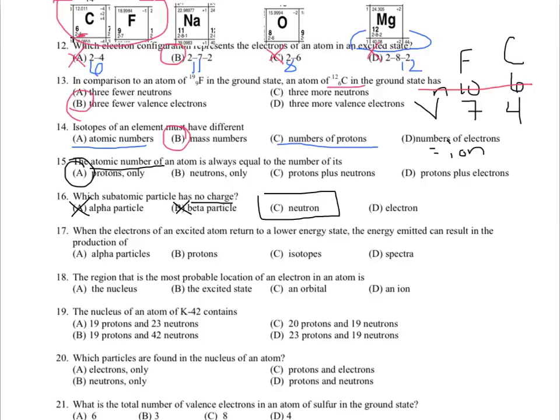So when electrons in the excited atom return to a lower energy level, the electron emitted can result in the production of spectra. This is again a simple definition. As is the region of probable location of an electron, we call this an orbital.